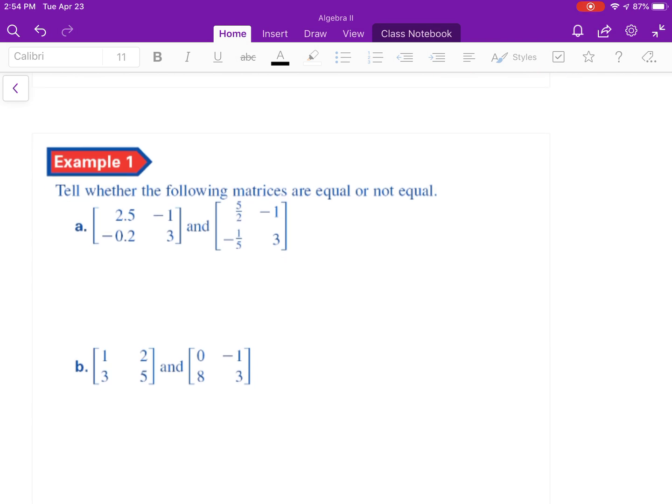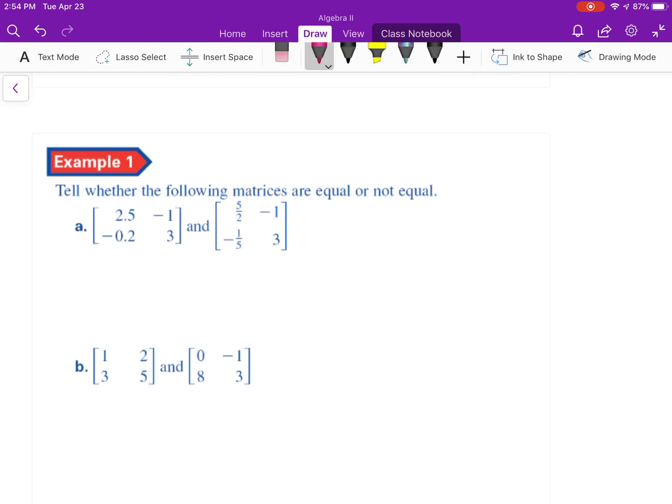For 2 matrices to be equivalent, they have to have the same exact value in their corresponding spot. So this is row 1, column 1. So in row 1, column 1, I have to see the same value. Now 5 halves is not the same as 2.5, but if you divide 5 divided by 2, you do get 2.5. Okay, here's row 1, column 2. So in row 1, column 2, I got the same number.